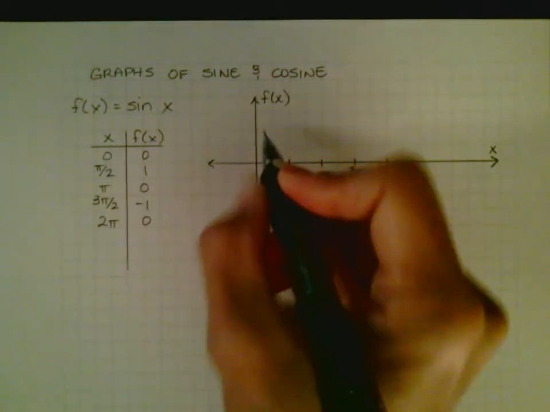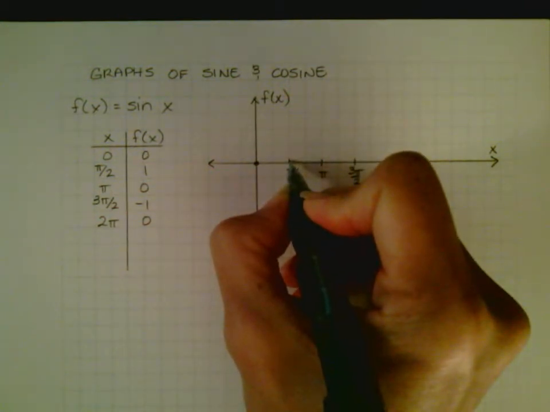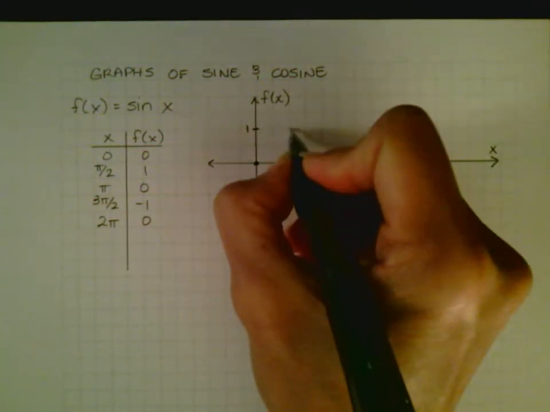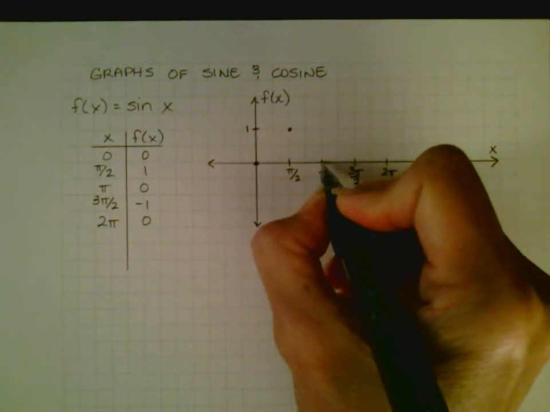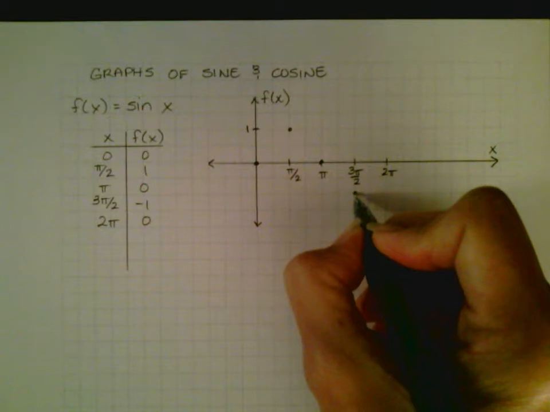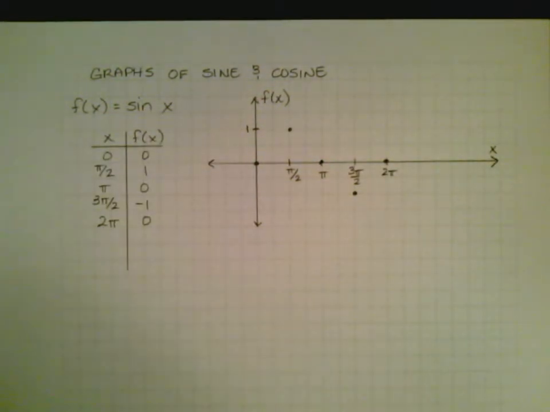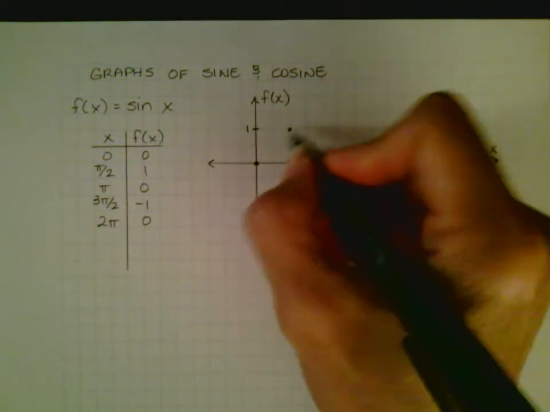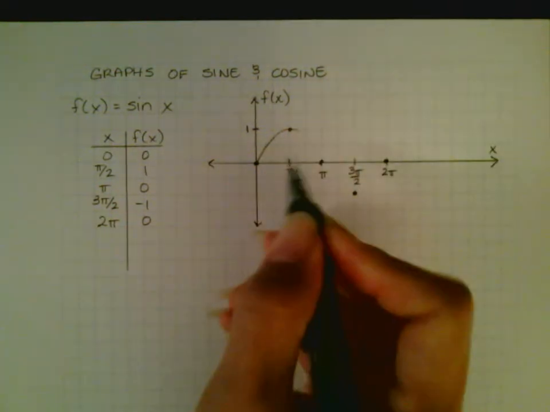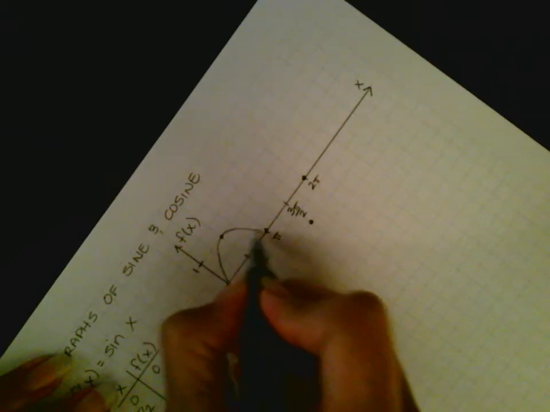So 0, 0, right here at the origin. Pi over 2, up 1. I'm going to also let 2 blocks on the y-axis be 1. Pi over 2, pi, 0. 3 pi over 2 drops to -1, and 2 pi ends up being at 0. So what you'll notice is this wave-like nature of the unit circle. You kind of have to twist your paper sometimes to draw these.